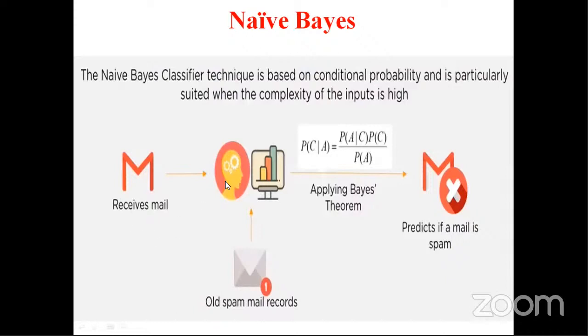Whenever you receive a mail, the Google algorithm works in such a way that it is already trained with spam mails. When a new mail comes, it checks it against the older training data to see whether any spam information is found or not.